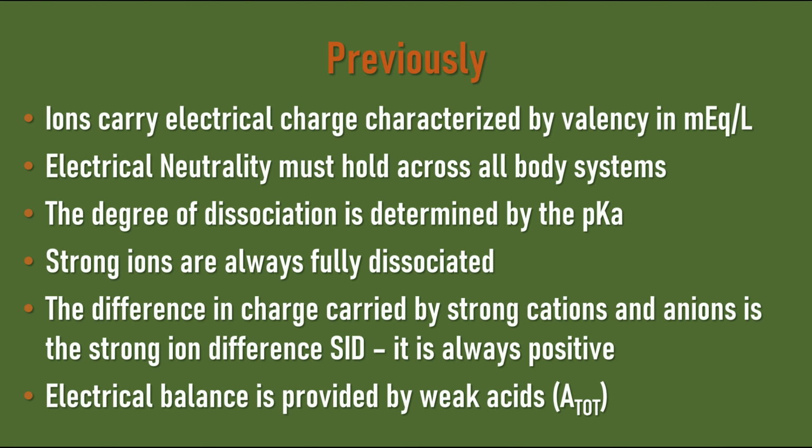Ions that are fully dissociated at all ranges of physiologic pH are known as strong ions. They may be strong cations like sodium or strong anions such as chloride. The difference between the charge carried by strong cations and strong anions is the strong ion difference, and it is always positive. Electrical balance is provided by weak acids: bicarbonate, phosphorus, and albumin.